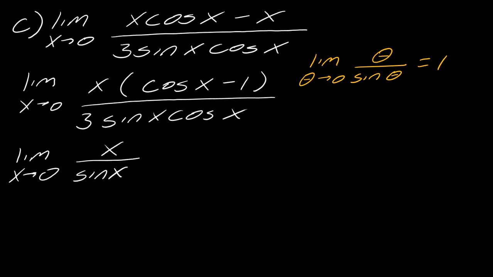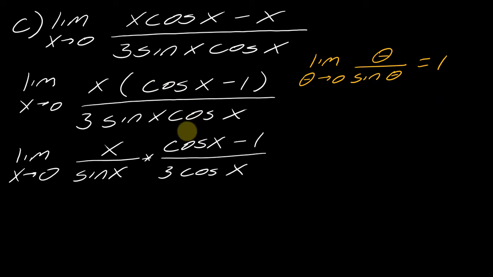Okay. So let's break this limit up into bite-sized little chunks. I want to put the x and the sine of x together, and then I'll have the cosine of x minus 1 over 3 cosine of x. Okay, so there's this limit just rewritten so that I can use this little fact. So this part here is going to go to 1.